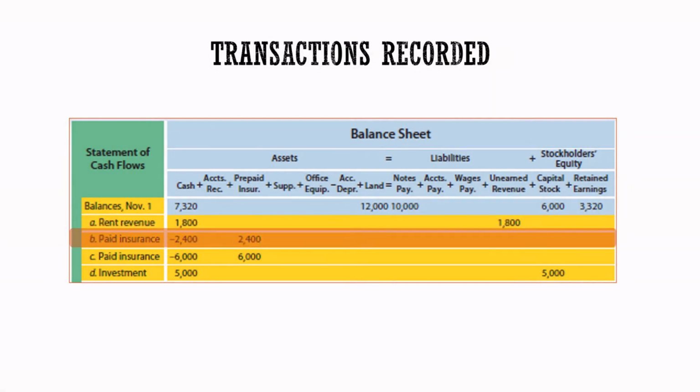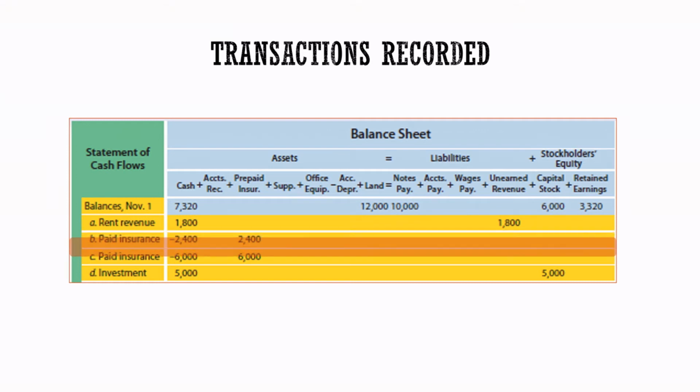On November 1st, the company paid a premium of $2,400 for a 2-year general business insurance policy that covers risks from fire and theft. This transaction was recorded as a decrease in cash and an increase in prepaid insurance. Both are asset accounts.